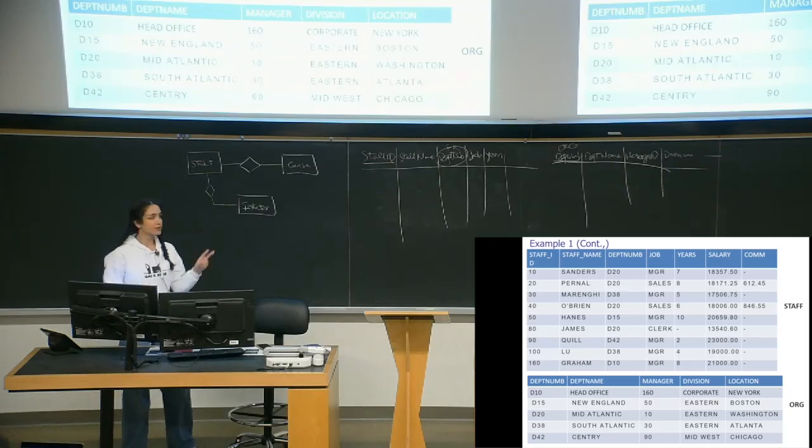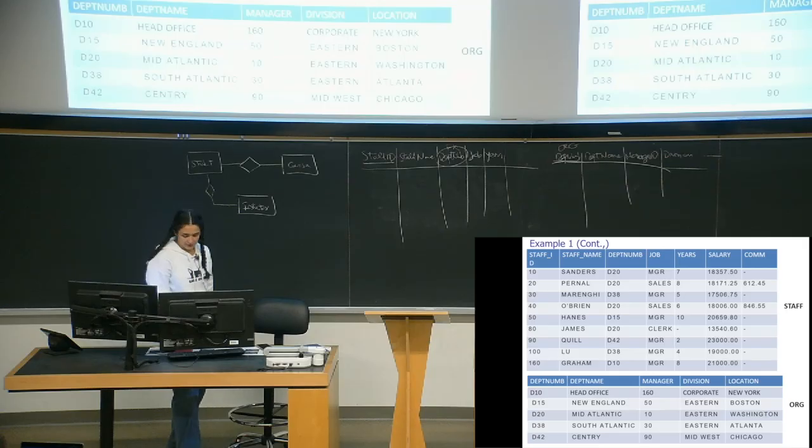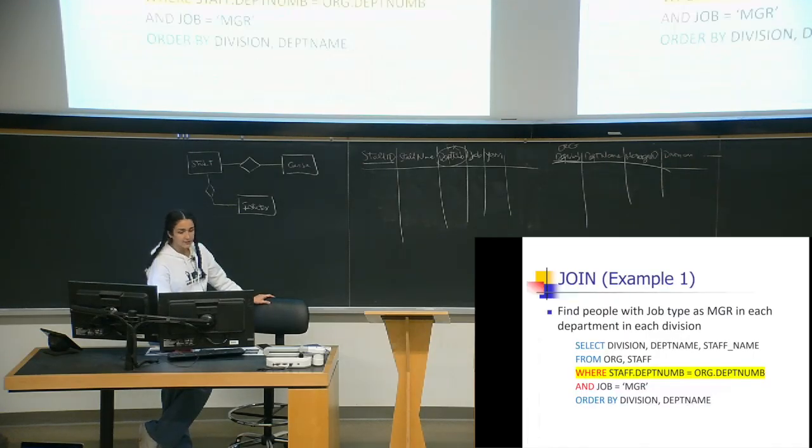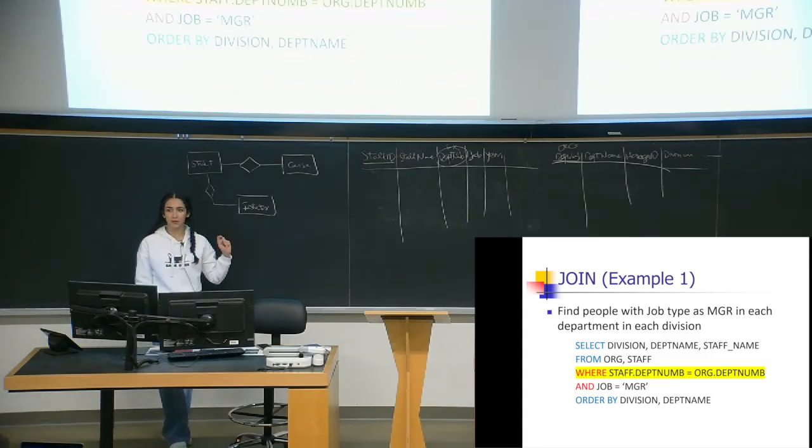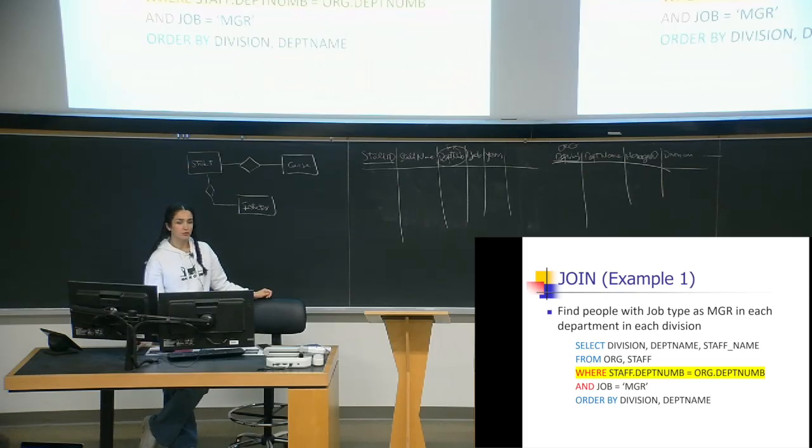And we had two examples where we use these different joins, and I just want to show you what the difference is. In the first example, we asked for finding employees or people with job type as manager in each department, each division, and we joined tables using department number. Now, here is the question. Why couldn't we join tables using staff ID instead of the staff department number equals organization department number? Why can't we write there the staff ID is equal to organization manager ID?